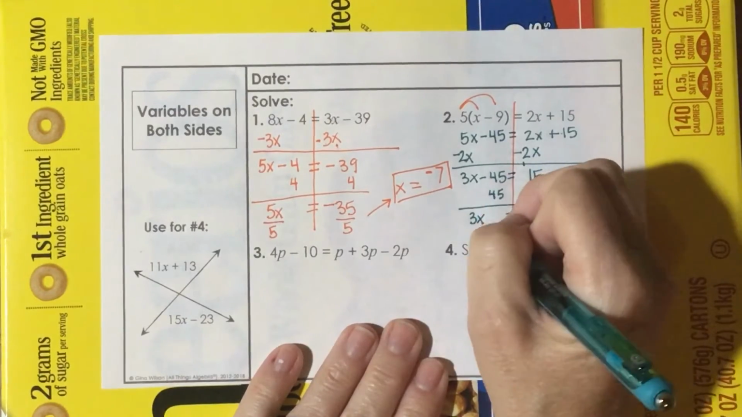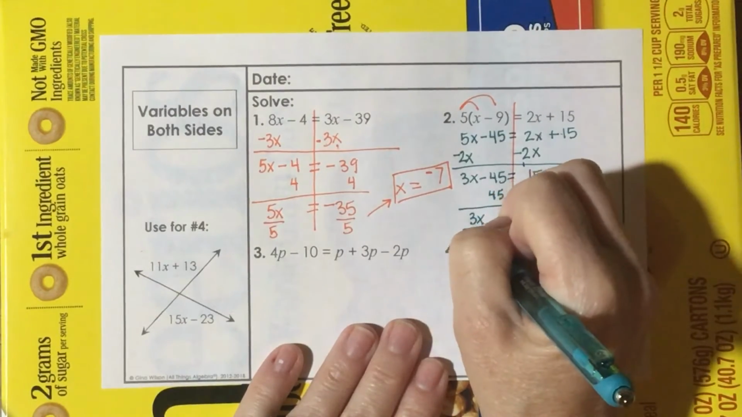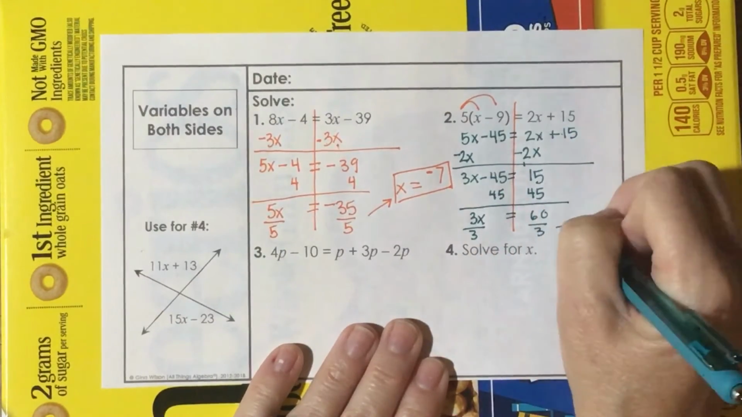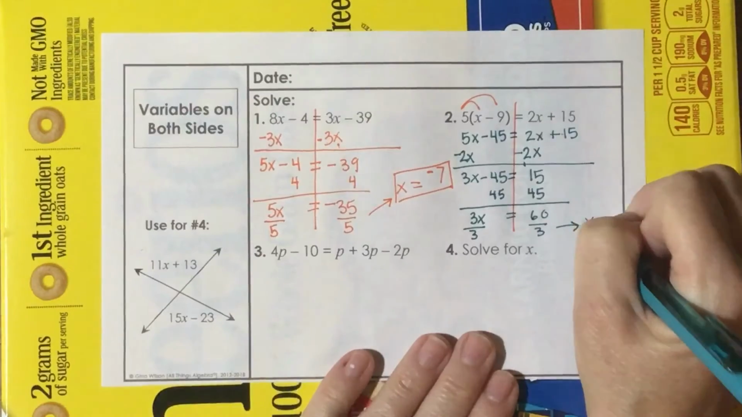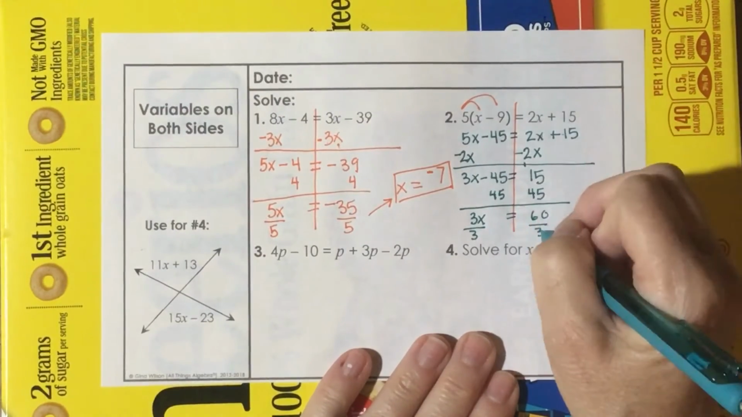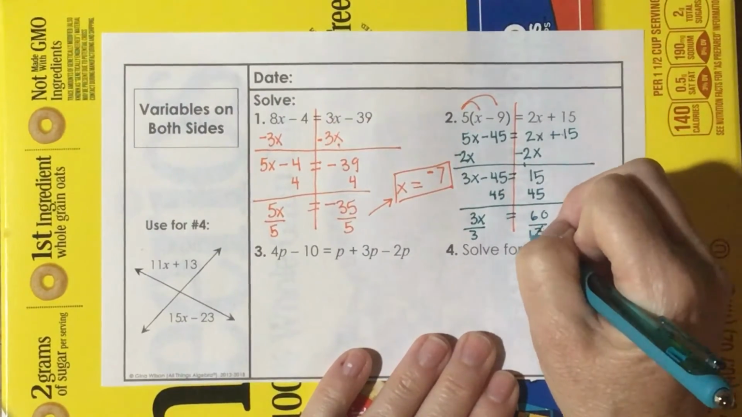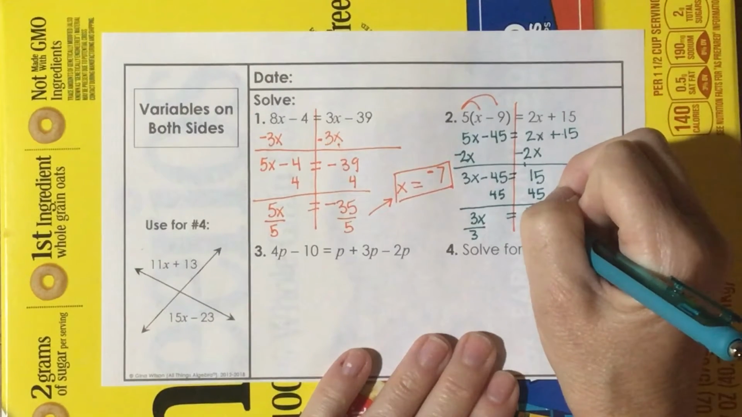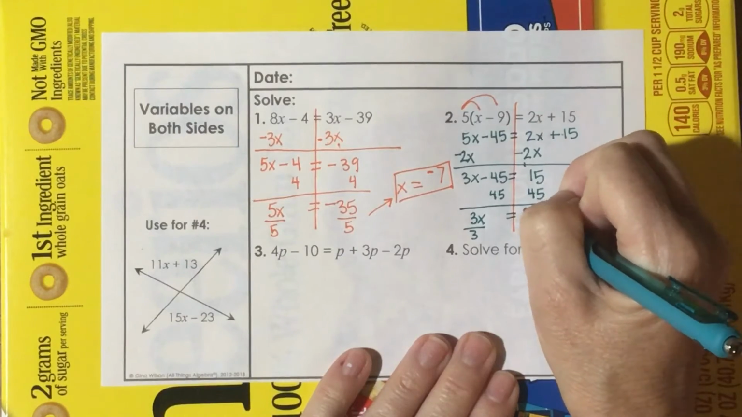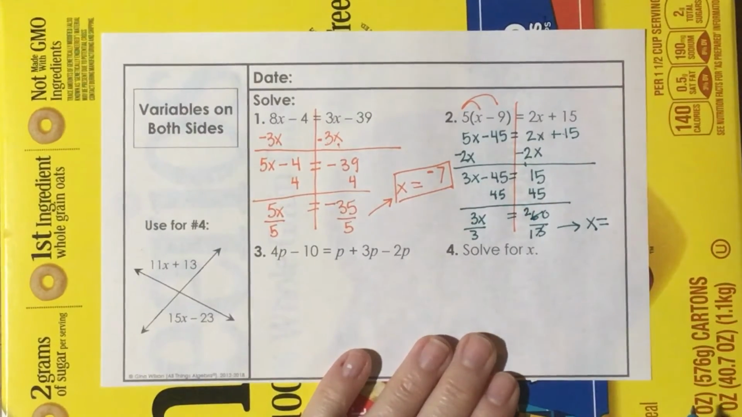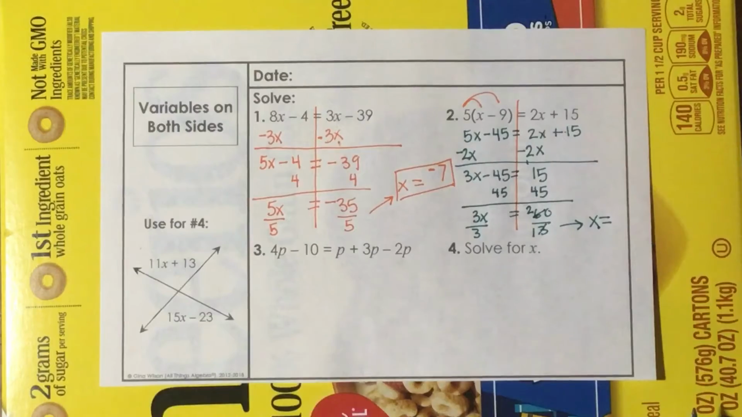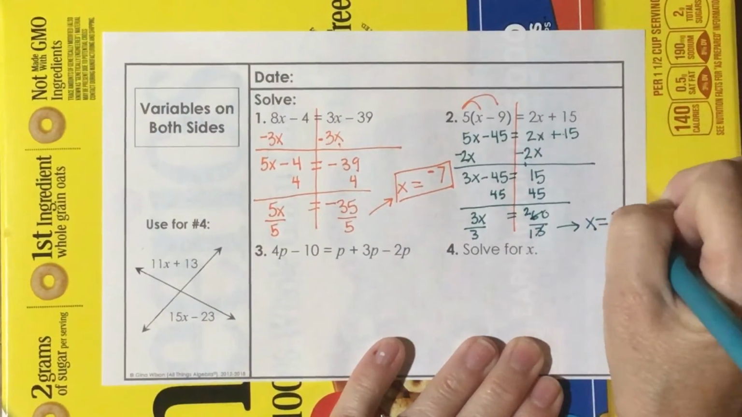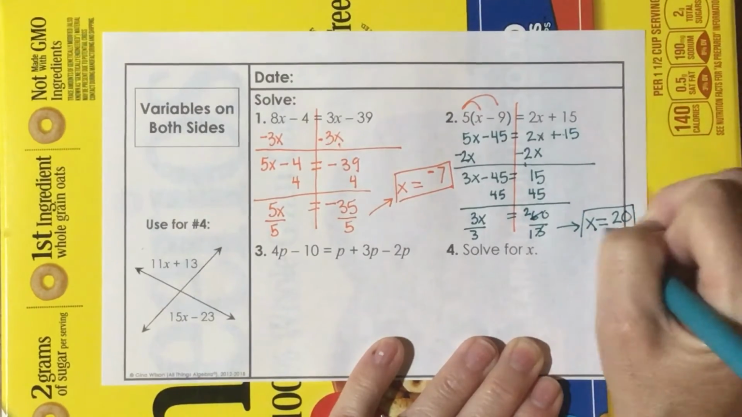3 times x, so we can divide that by 3. 3 divided by 3 is 1, leaving us with 1x equals, and let's simplify this. 6 divided by 3 is 2, leaving us with 20. So I really just divided 60 by 3, okay? All right, so that will end up being just 20 because we have a 1 on the bottom.